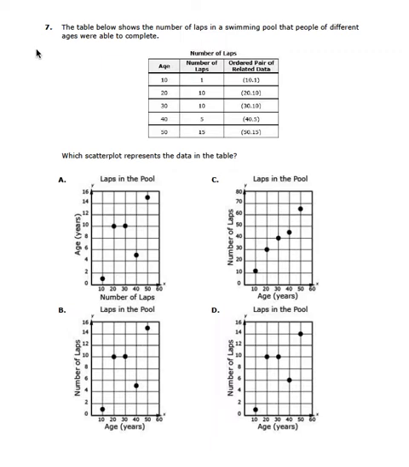Question 7. The table below shows the number of laps in a swimming pool that people of different ages were able to complete. Number of laps. Age. Number of laps. Ordered pair of related data. Which scatter plot represents the data in the table? Scatter plot A, scatter plot B, scatter plot C, scatter plot D.